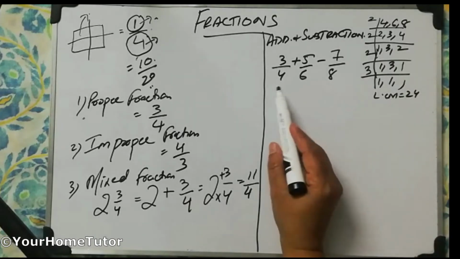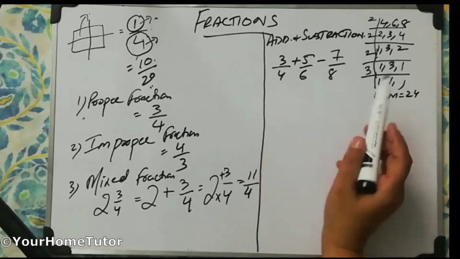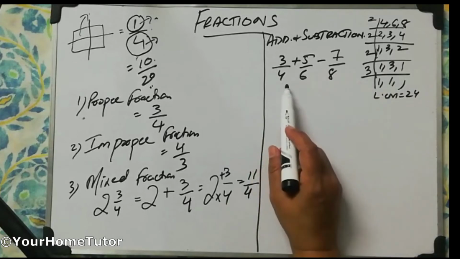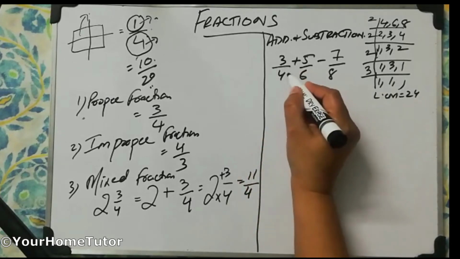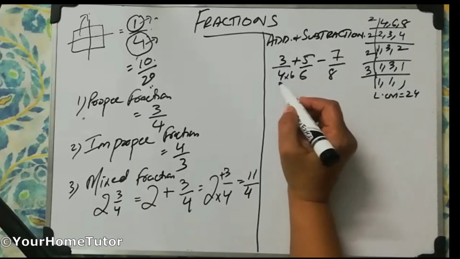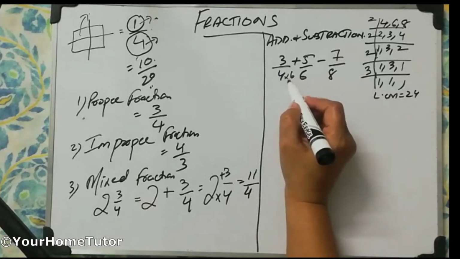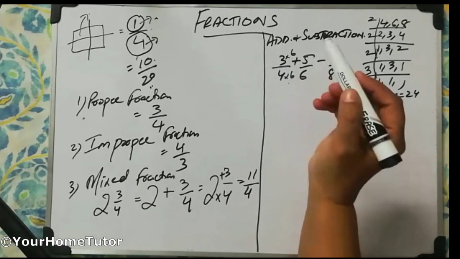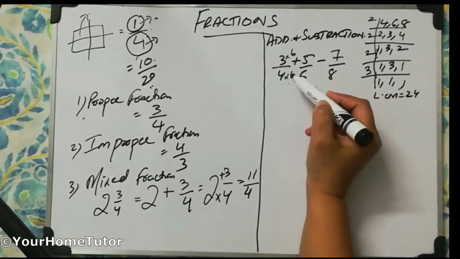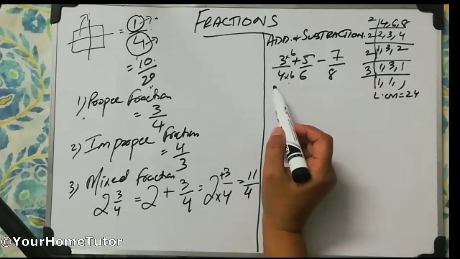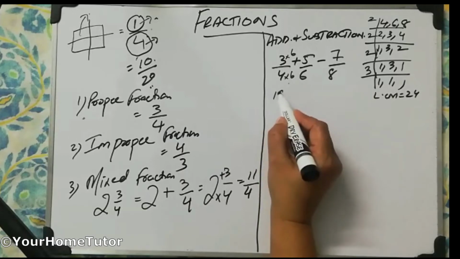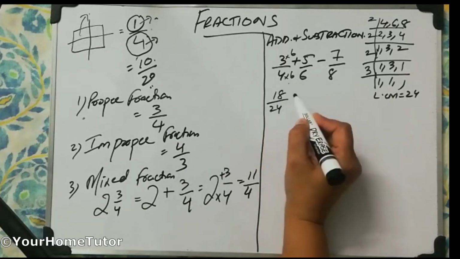Now we have to convert all three denominators into 24. How to convert 4 into 24? We have to multiply it by 6. We will not only multiply the denominator by 6, we will multiply the numerator also by 6, because if we cancel this 6 and 6, the original fraction will be there. Now 6 3s are 18, so 18 upon 24.